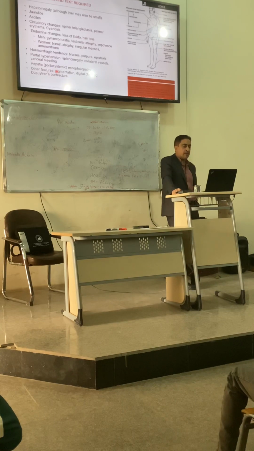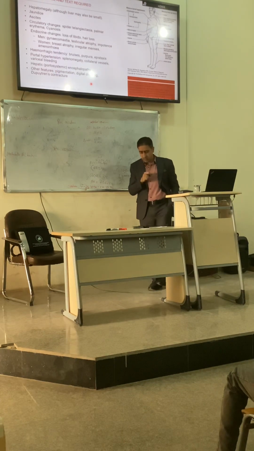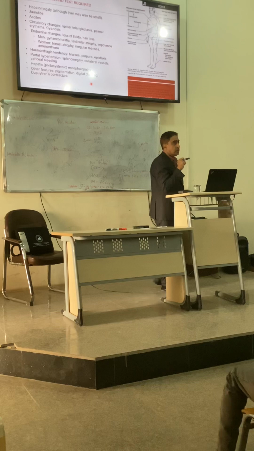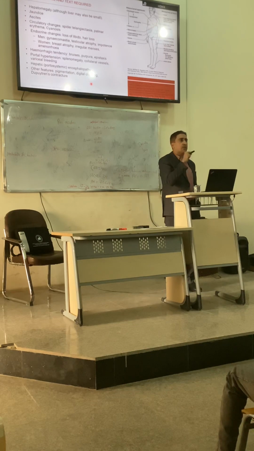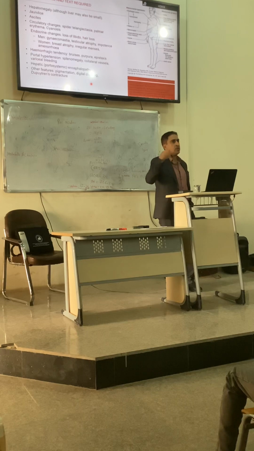Bruising, purpura, epistaxis, portal hypertension in the form of splenomegaly, caput medusae, and encephalopathy, and some pigmentation, digital clubbing, and Dupuytren's contracture. We're going to see all of these features. But what I need you to understand here is that when you have a suspicion of liver cirrhosis, you need to do the general examination to look for all these signs. You need to see the palmar erythema, look for the jaundice, for the gynecomastia, for all these signs that increase your suspicion about liver cirrhosis.